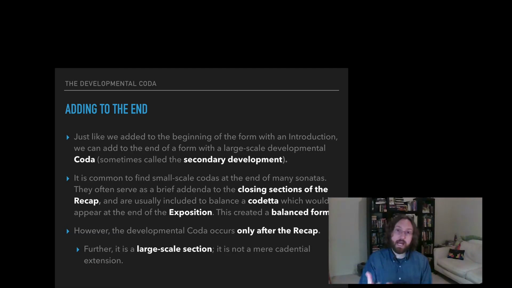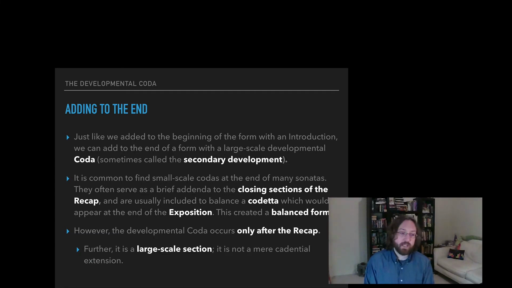So just like we added to the beginning in the form of an introduction, we can add to the end of a form with a large-scale developmental coda. Sometimes this will be called the secondary development. It is common to find small-scale codas at the end of many sonatas.